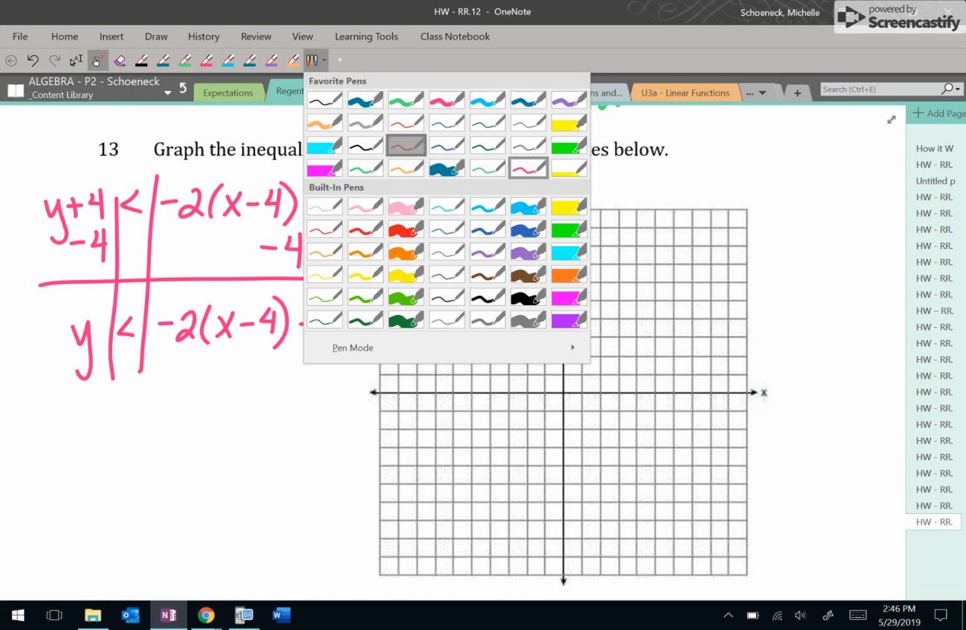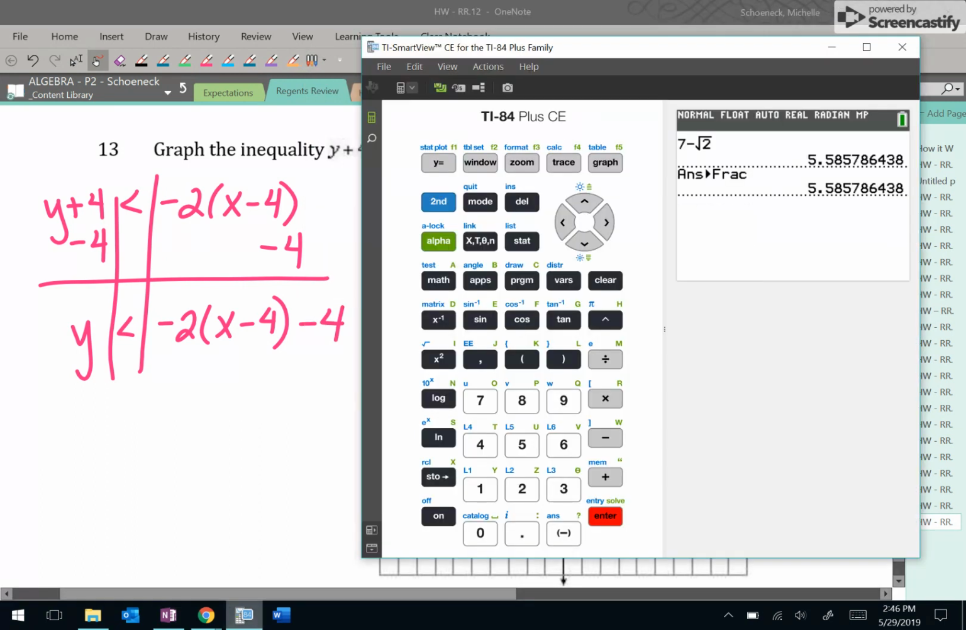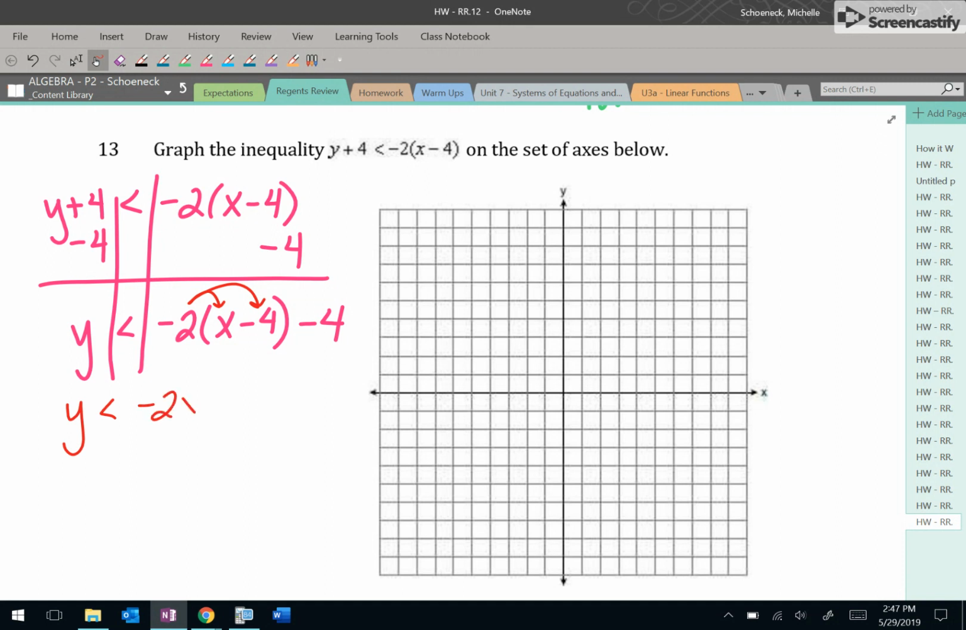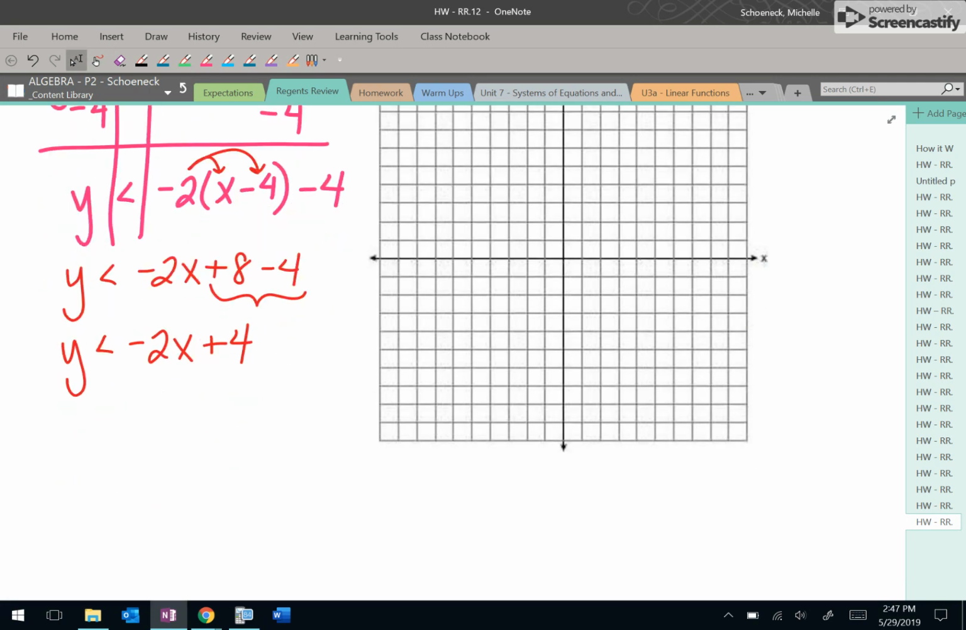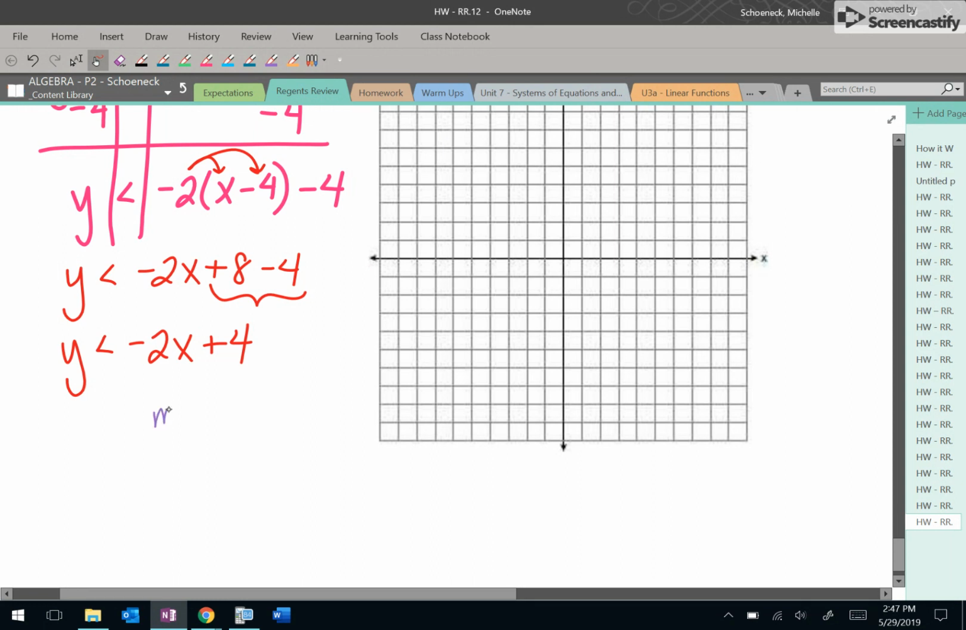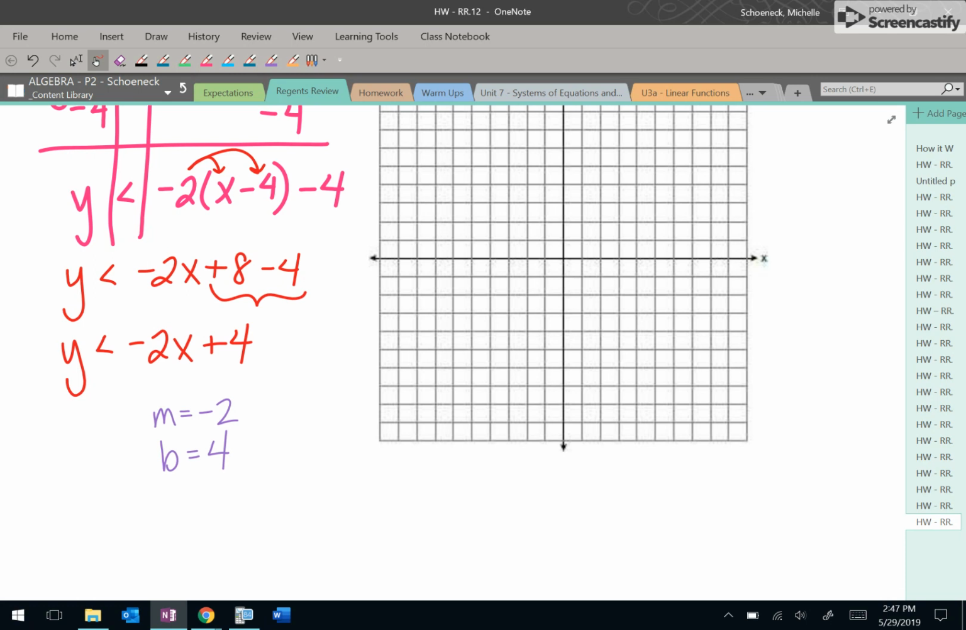Now, some of you may want to just go straight to your calculator and type that into y equals, which is totally fine. All right, but others of you may want to distribute and simplify. So I have y is less than -2x plus 8 minus 4, and then we can combine those. So y is less than -2x plus 4. The benefit of doing this is because we can easily see that my slope is -2, and my starting value on the y-axis, or my y-intercept, is 4.